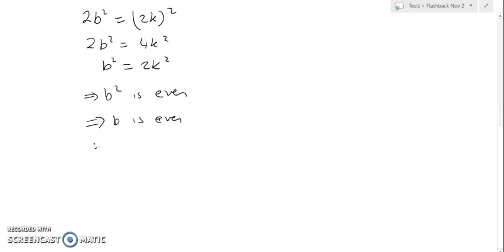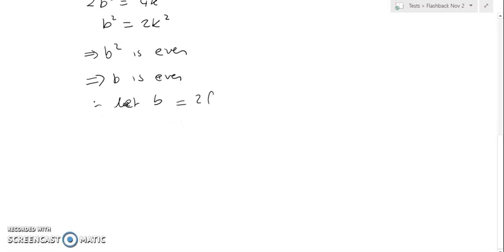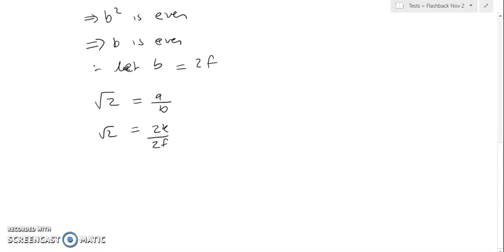And if b is even, therefore let b equal, pick a letter, I'm going to go with f, so 2f. Now, b is equal to 2f and a is equal to 2k. Now remember that root 2 was a over b. So that means that a, which was 2k, and b, which was 2f, so root 2 is now equal to 2k over 2f. And we can cancel 2's. But that's a contradiction, because we said that a over b was in its simplest form.